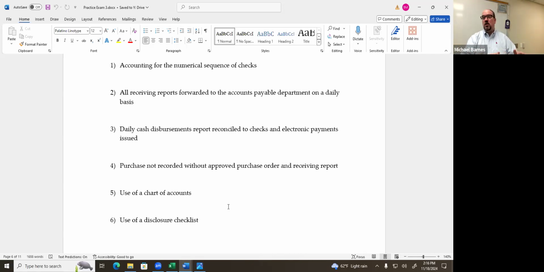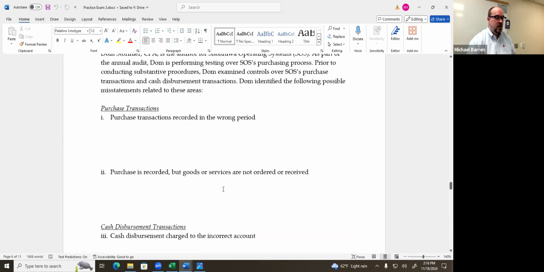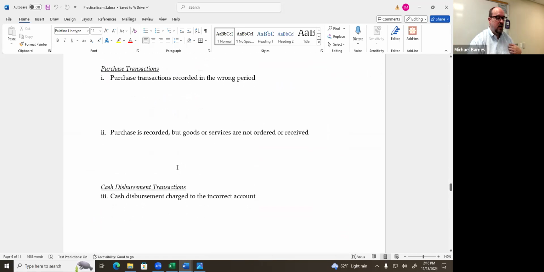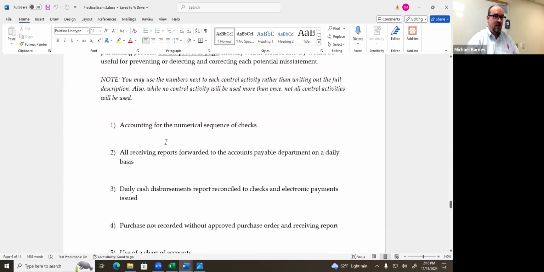So once you've identified the assertions and these process areas, let's go back and look at the controls, okay? So we've got two risks in each area, my apologies, risk in each area. So purchase transactions are recorded in the wrong period. This seems to be a violation of what assertion? Cutoff, and we only had one item that was both cutoff and purchases. That was item number 2, all receiving reports forwarded to the accounts payable department on a daily basis, okay?